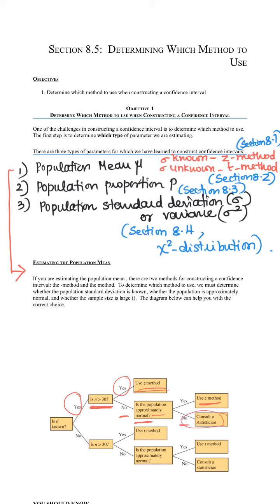We will be stuck with that. We don't know how to do that problem. If sigma is known, then we can use the Z method. Pretty much you can see that.